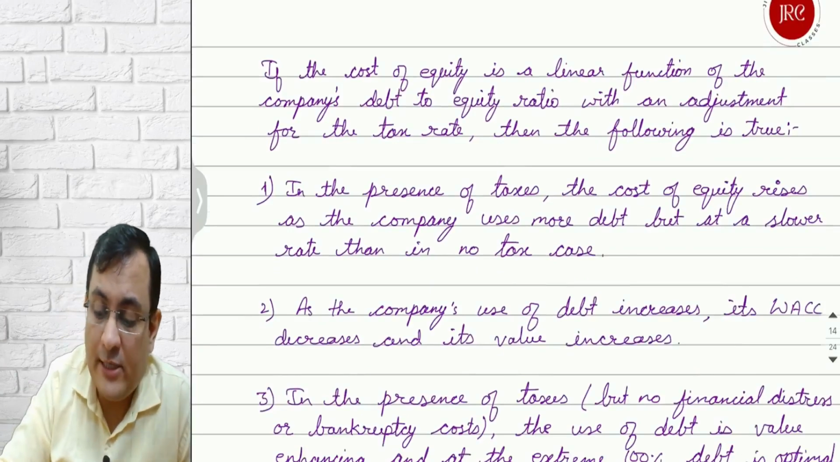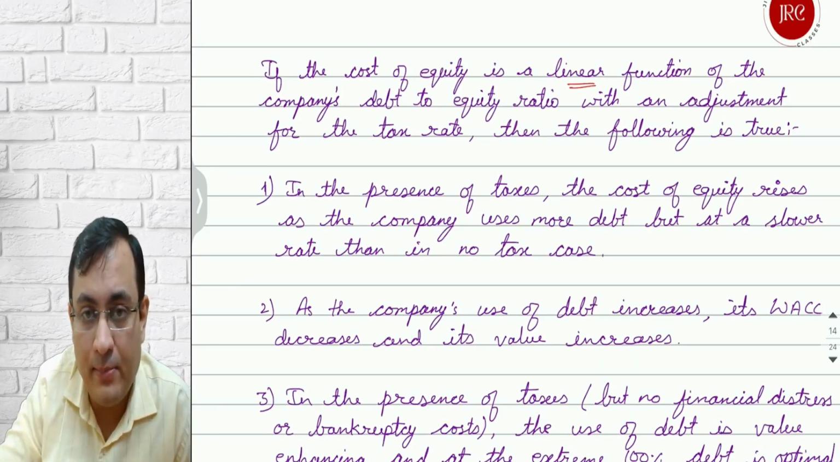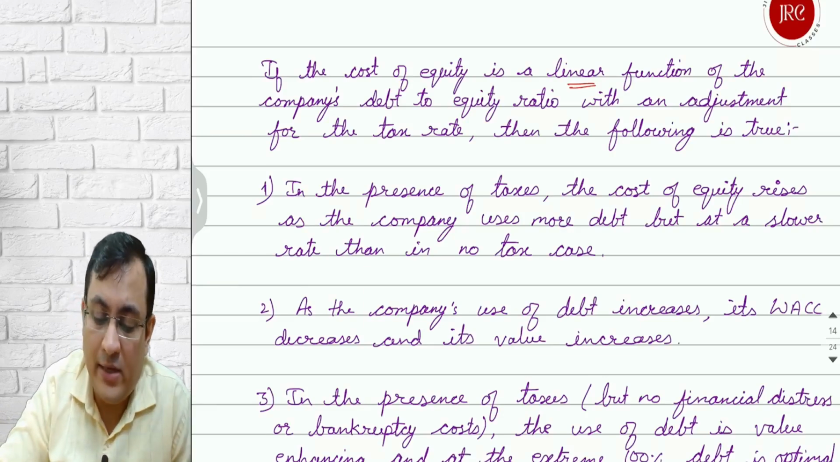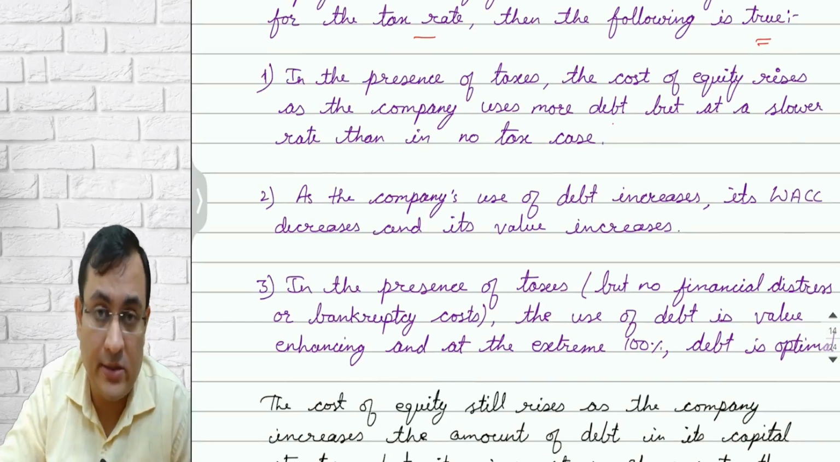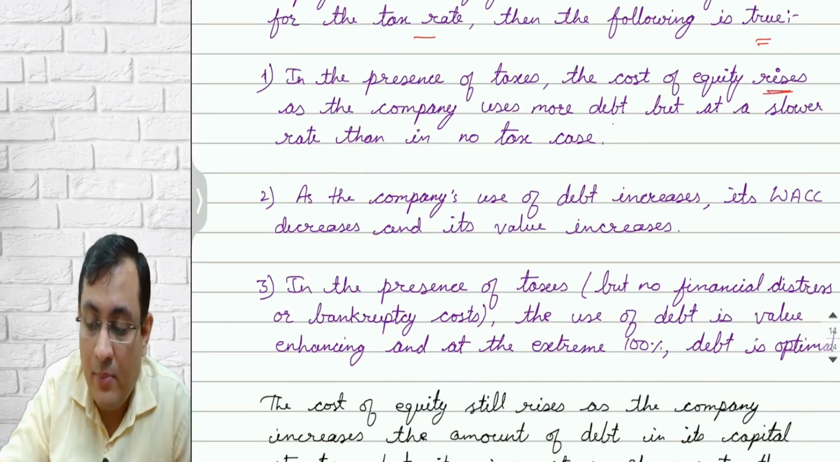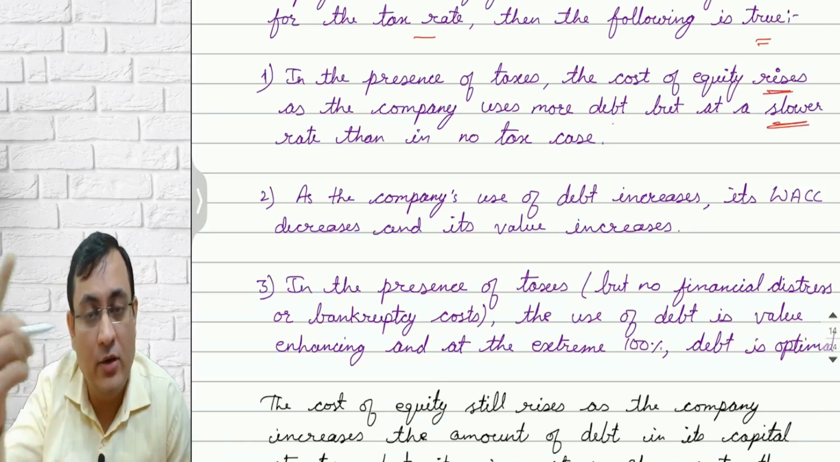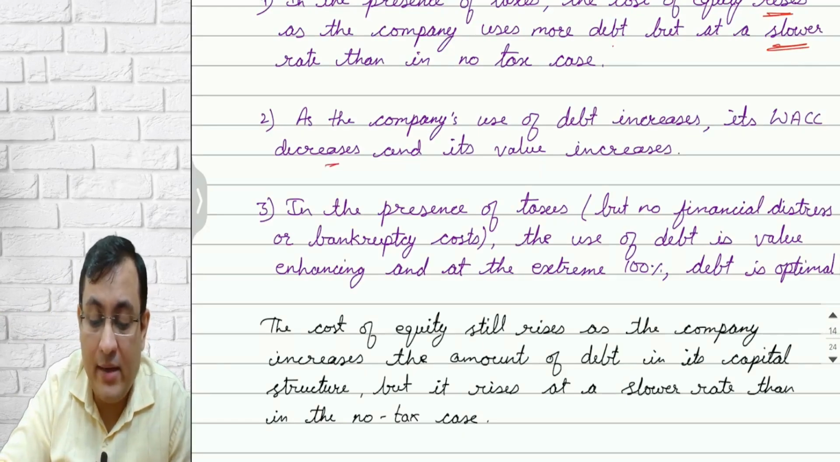If the cost of equity is a linear function of the company's debt to equity ratio, because we are not using any other factors, financial distress, agency cost, etc., with an adjustment of tax rate, then the following is true. First, in the presence of tax, the cost of equity rises as the company uses more debt because risk is increasing. The cost of equity will rise, but at a slower pace because they are getting the extra advantage of tax shield on interest on debt. As the company uses debt, its WACC decreases.